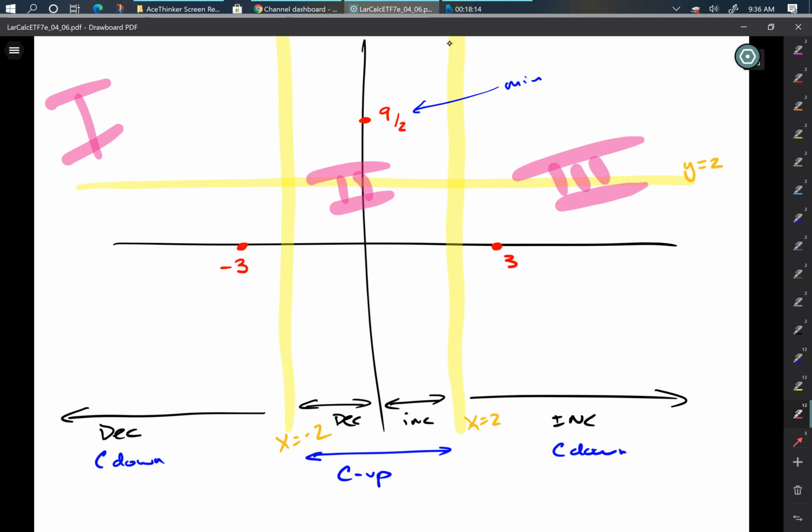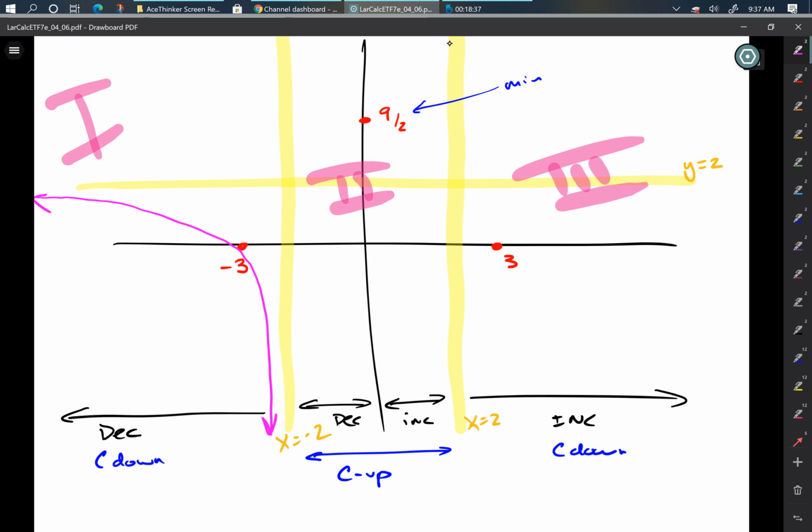Out there on part 1, I have a decreasing function that is concave down and passes through the known point of negative 3. So I have a decreasing function that is concave down, has 2 asymptotes, something like that. Decreasing, concave down, looks good.